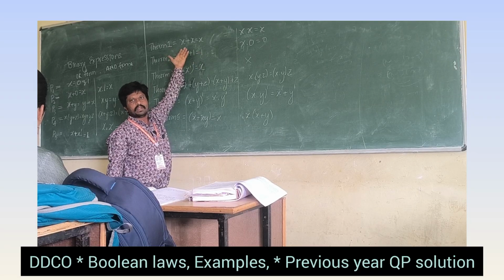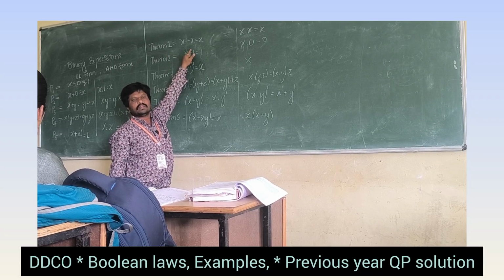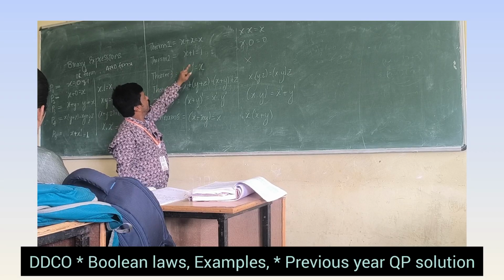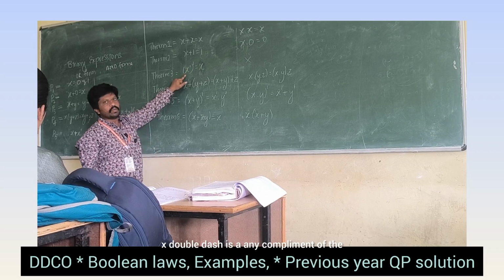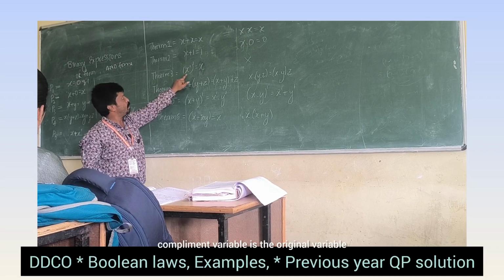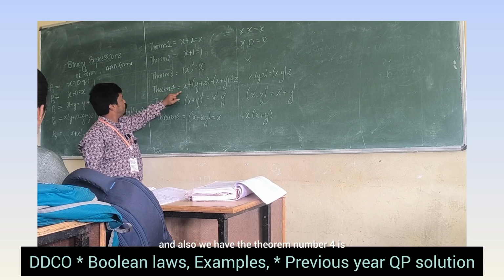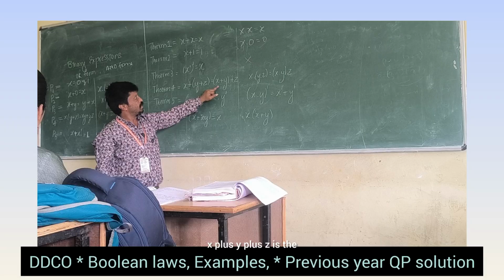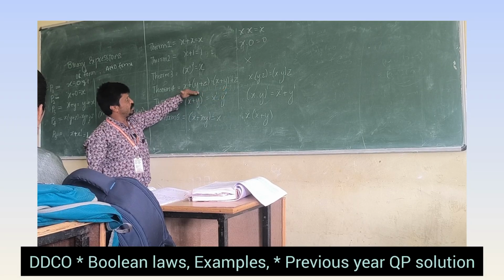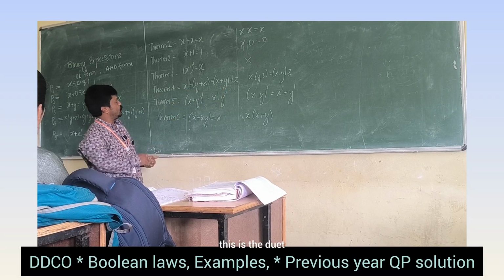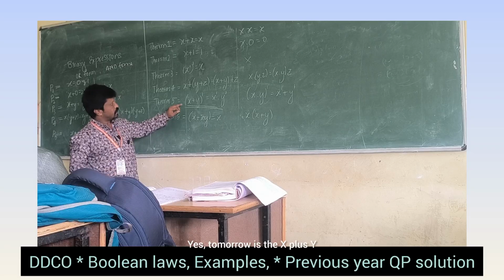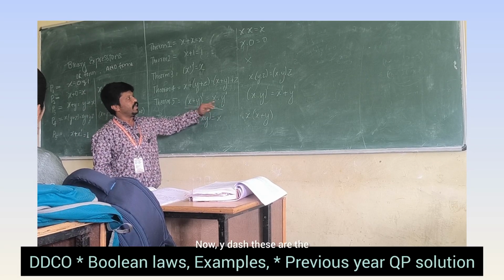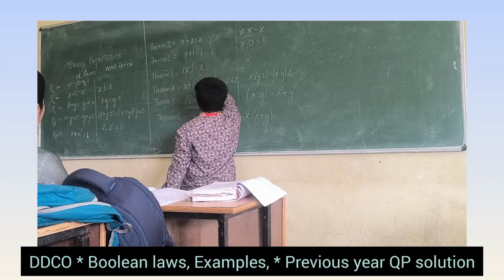We already did this in the last class, and the proofing is also done. And x plus 1 equals 1. x double dash: the complement of the complement variable is the original variable. Theorem number 4 is x plus (y plus z) equals (x plus y) plus z, the associative law. This is the theorem. Then we have De Morgan's theorem: (x plus y)' is x' dot y'. These are the AND forms, and those are the OR forms.